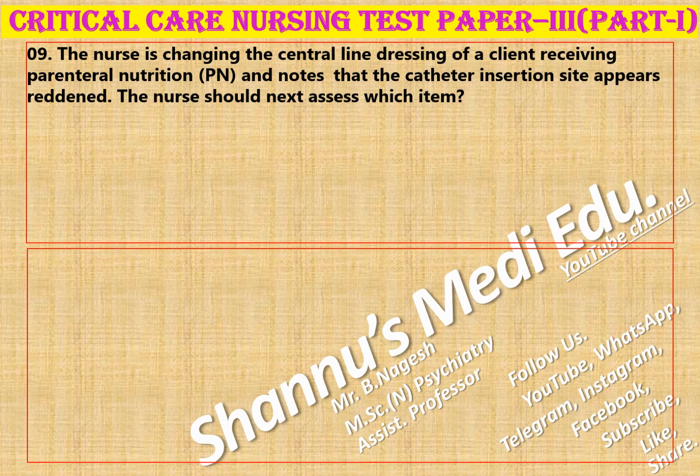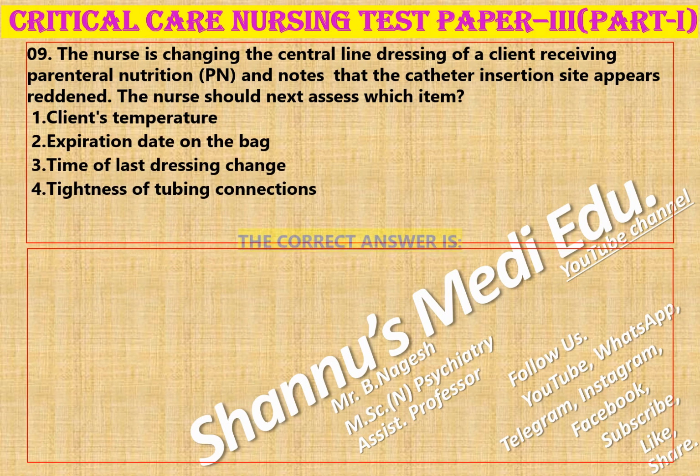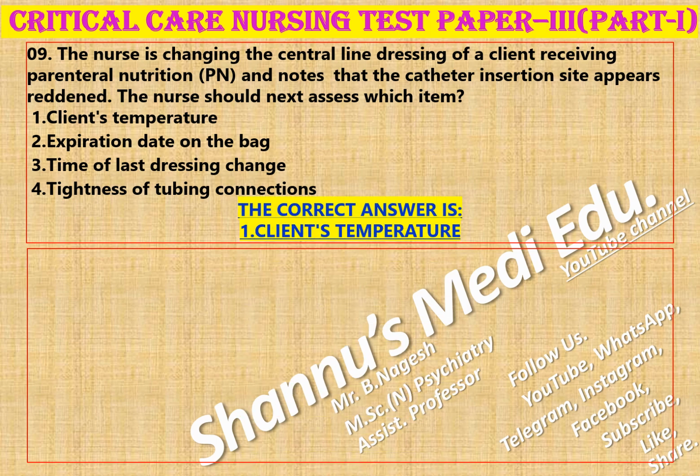The ninth question. The nurse is changing the central line dressing of a client receiving parenteral nutrition and notes that the catheter insertion site appears reddened. The nurse should next assess which item? The correct answer is the client's temperature.